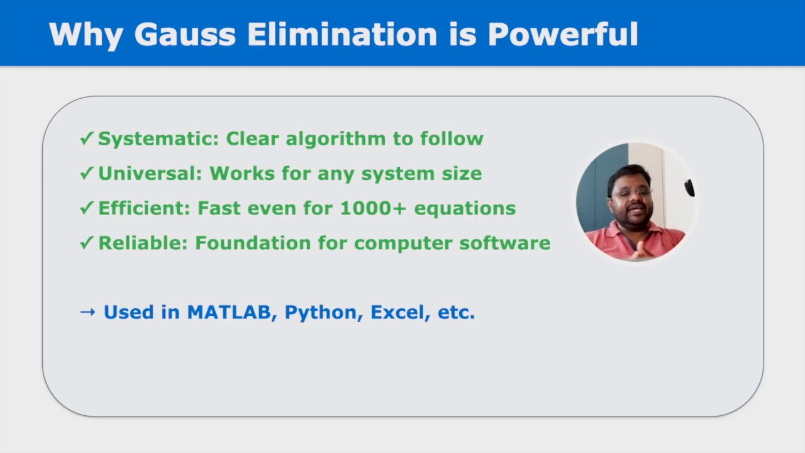This is basically algorithmic, and it is the foundation for computer software. It's used in MATLAB, Python, Excel, etc. So basically, the Gauss elimination method is an algorithm. So you can program it. That is the strength of the Gauss elimination method.